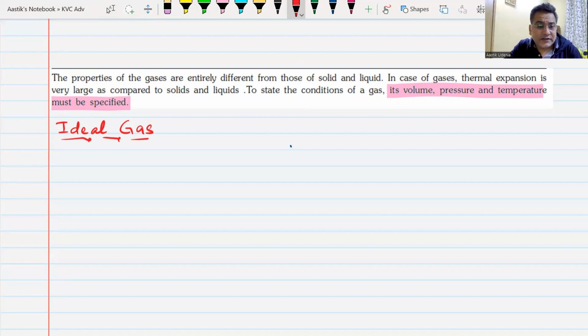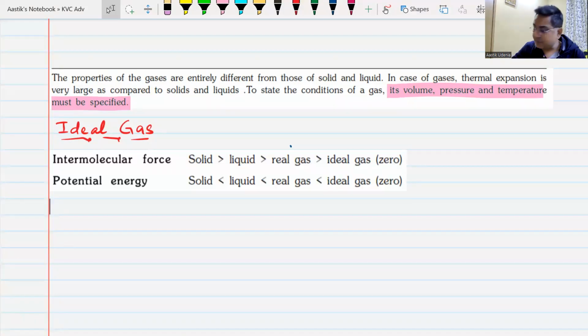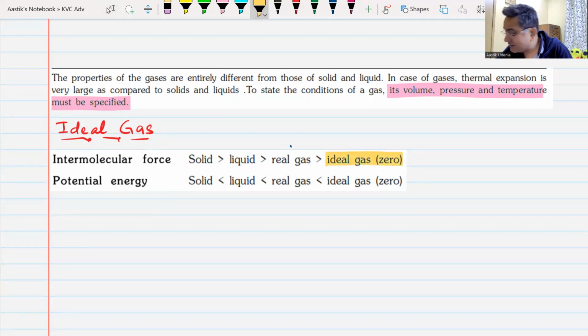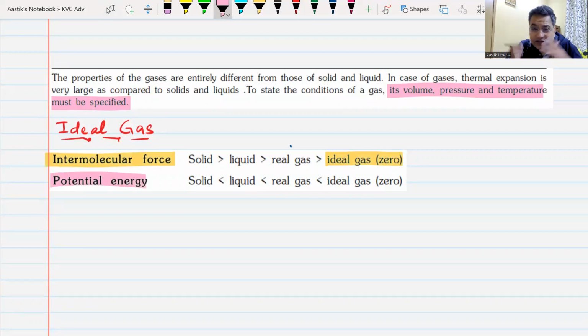If we talk about intermolecular forces, in solids they are maximum, and in gases they are minimum. But if we talk about something which is known as an ideal gas, we take these intermolecular forces as non-existent. For an ideal gas, we take the intermolecular forces as zero, and therefore the potential energy because of these intermolecular forces is also taken as zero. Do we understand this? Yes.